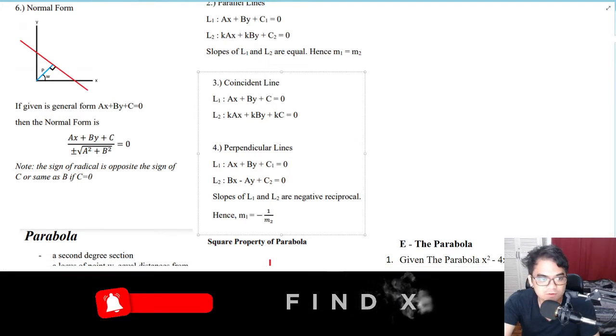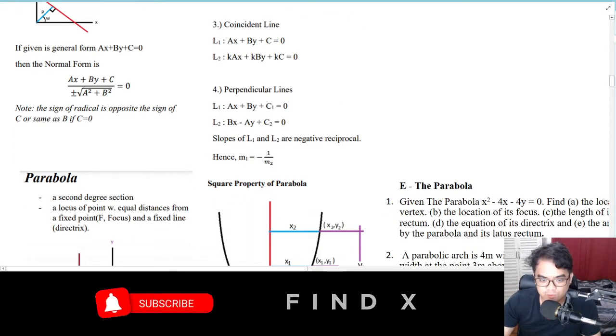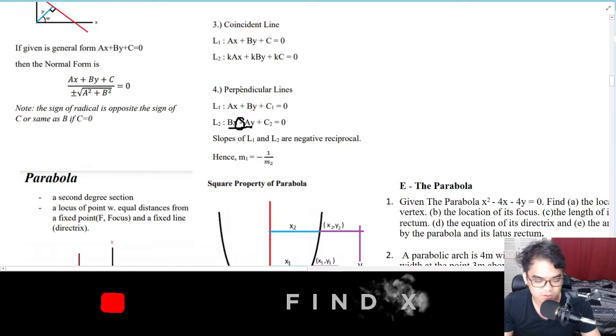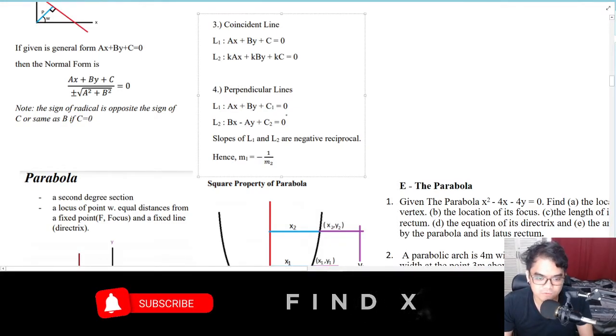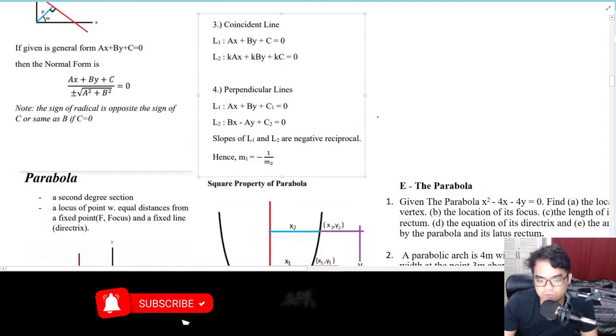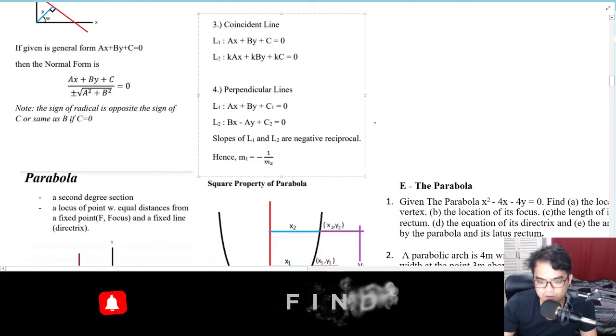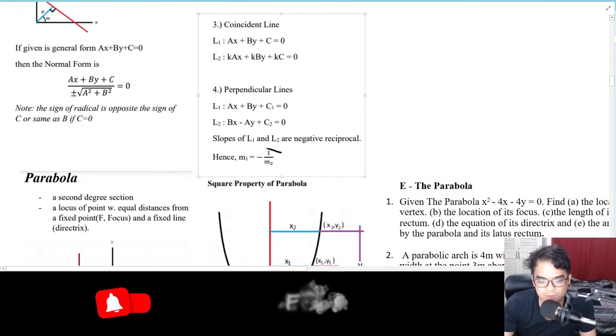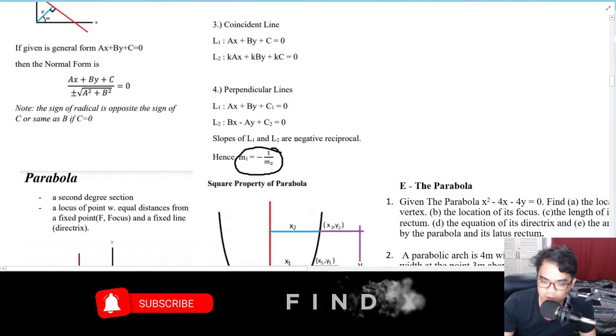Let's go to perpendicular lines. If the first line is ax plus by plus c1, of course their c's are again different. The coefficients of x and y change positions in the second line, and their signs will be different for the coefficient of y. If you see that relationship, you can conclude that the lines are perpendicular. If they're perpendicular, the slopes of L1 and L2 are negative reciprocals, or simply m1 is equal to negative 1 over m2.